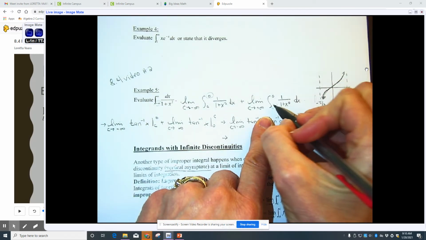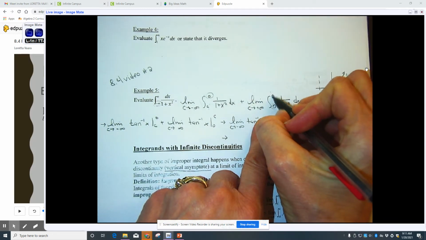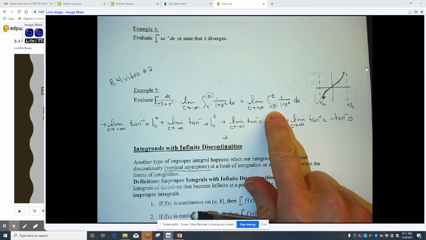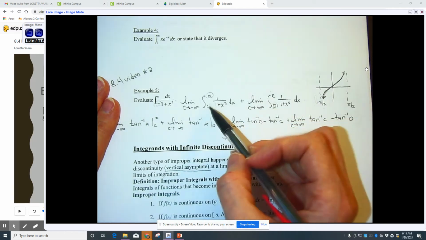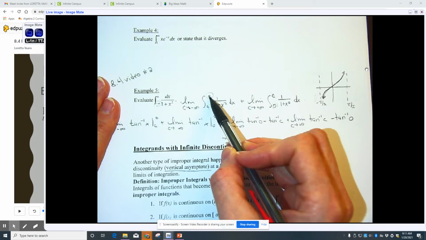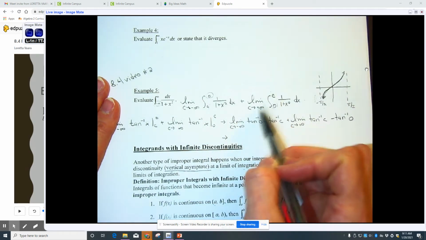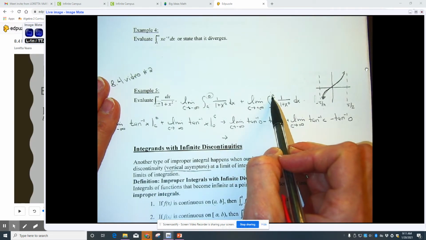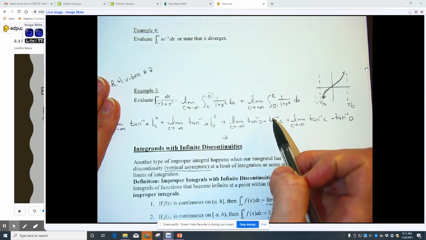This should be a 0, sorry about that, and this should be a C. You can put any number in here, it does not matter, but I encourage you to put 0 in because 0 is a lot easier to plug into your antiderivative. So I'm going from C, which is going to be negative infinity, to 0, and then 0 to C over here, and C is going to approach positive infinity. So it's the same as going from negative infinity to positive infinity.